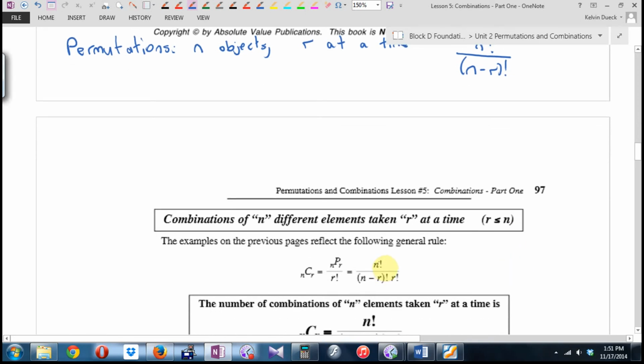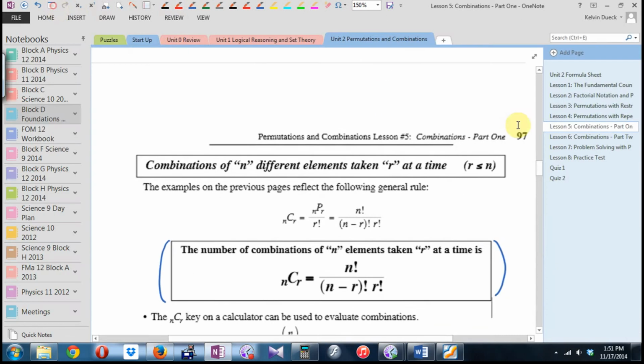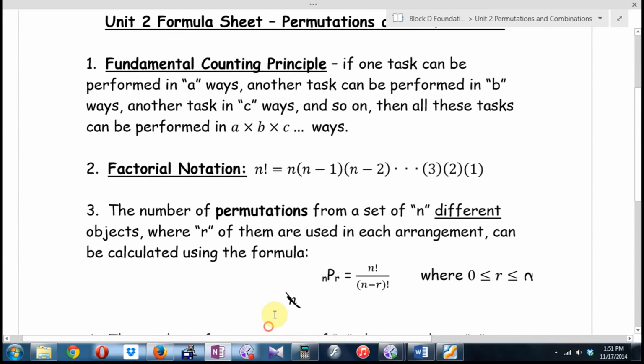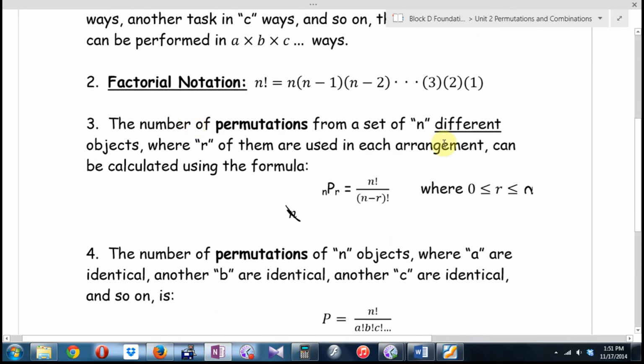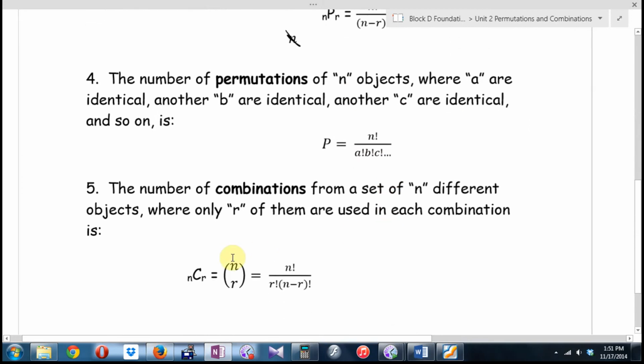For a combination, next page over, here is our new equation right here. This is also on your formula sheet. So if you look on the Unit 2 formula sheet, I gave you factorial notation. I gave you the number of permutations with repetitions. And here is, we write it as nCr, for combination or n choose r.